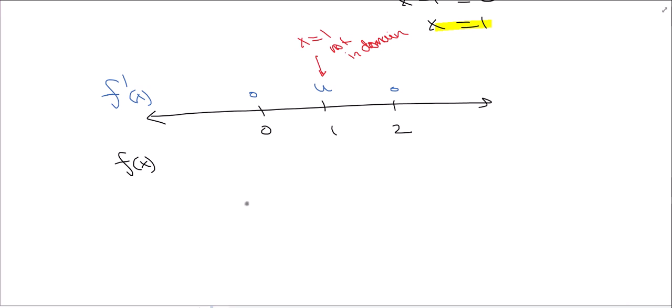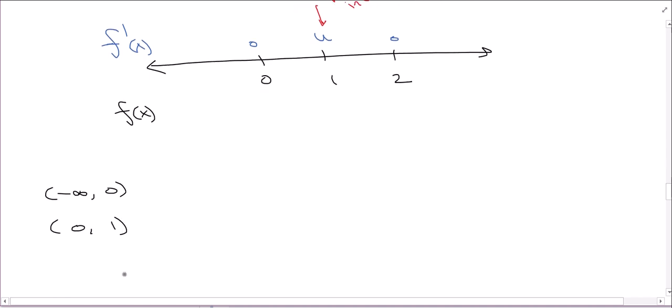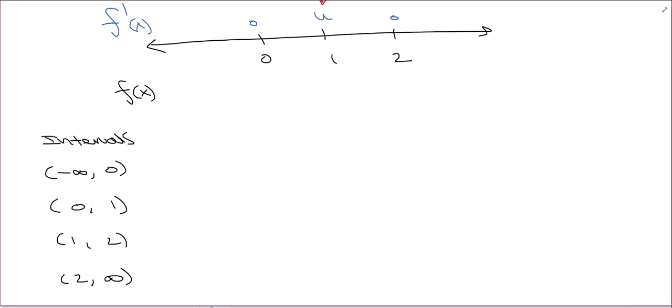So how many intervals do we have? With 3 critical numbers, we have 1, 2, 3, 4 intervals. So I'm going to have the interval from minus infinity to 0, then 0 to 1, then 1 to 2, and 2 to infinity. So these are my intervals. And then pick your test point.